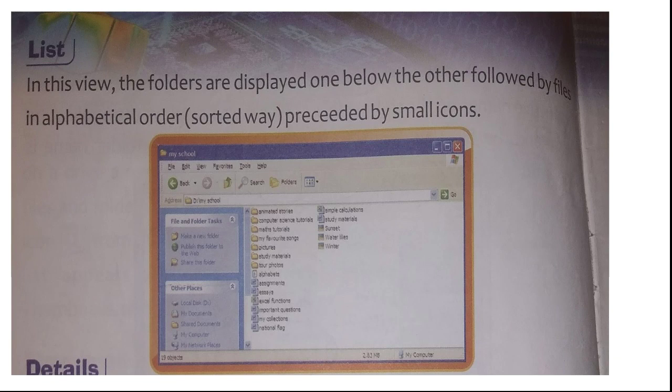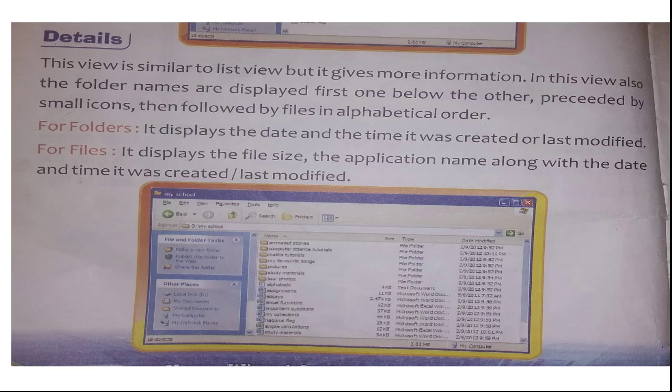Then the last ones are list and details. In the list view, the folders are displayed one below the other, followed by the files in alphabetical order, preceded by very tiny small icons, and the detailed information would be there as a list. So this is the list one.